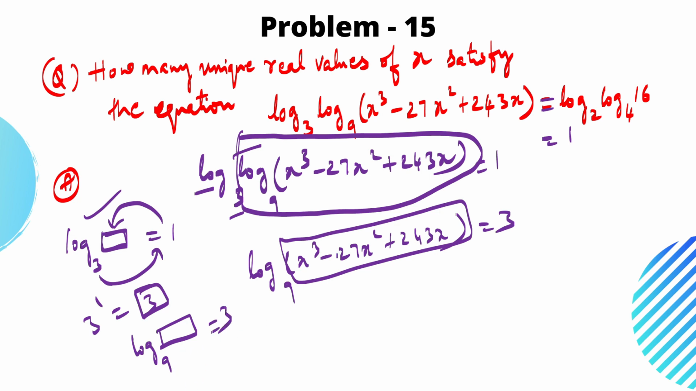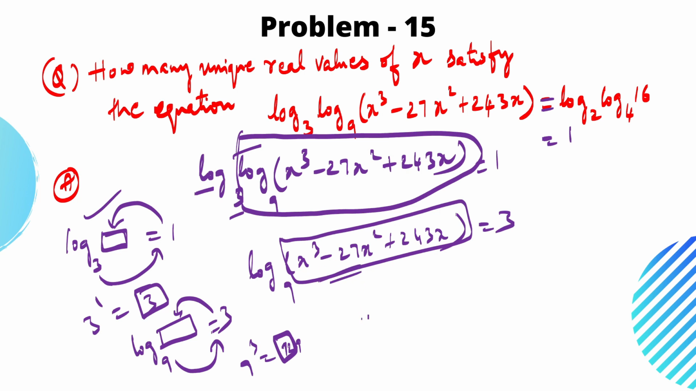And again recall the anticlockwise direction. 9 cube is equal to something. What is 9 cube? 9 cube is 729, right? So this part is equal to 729.